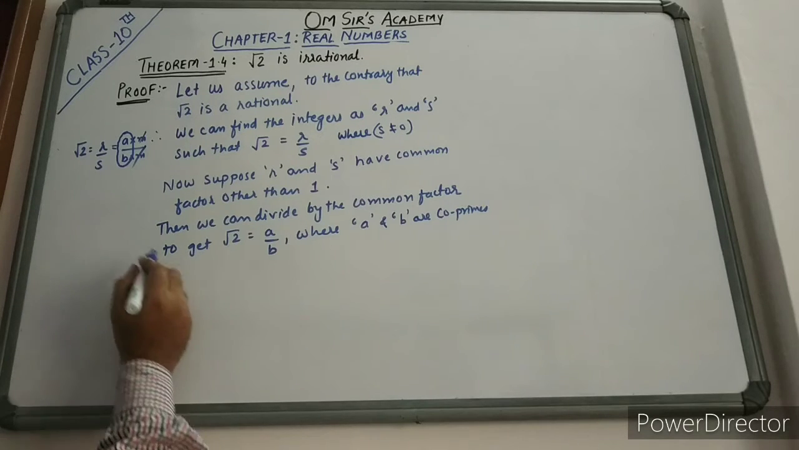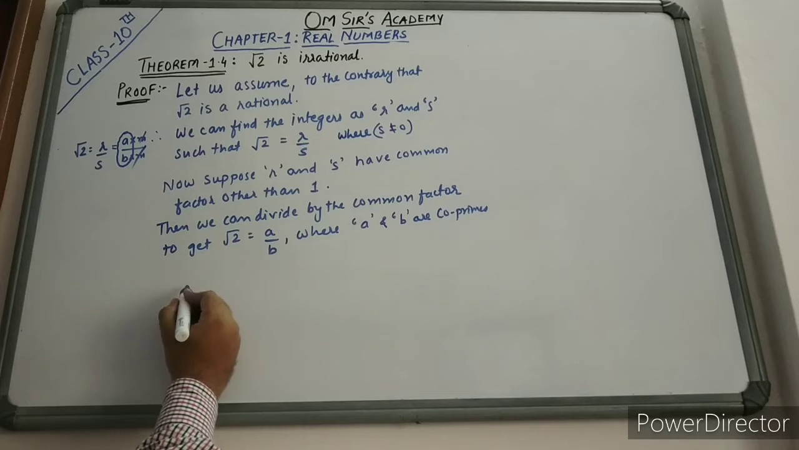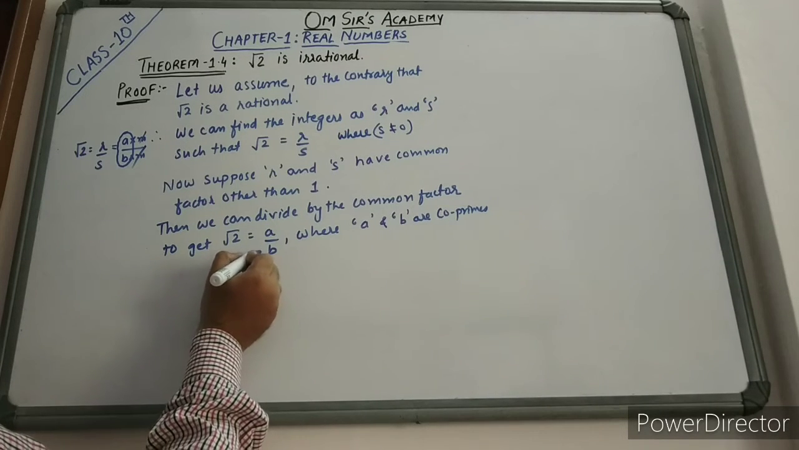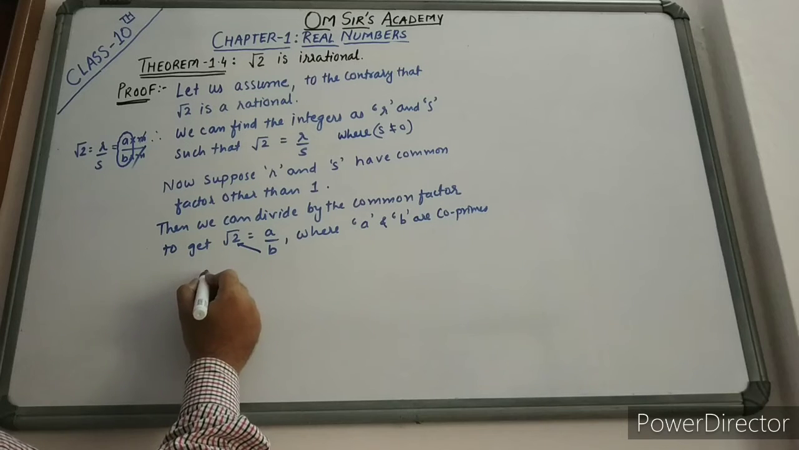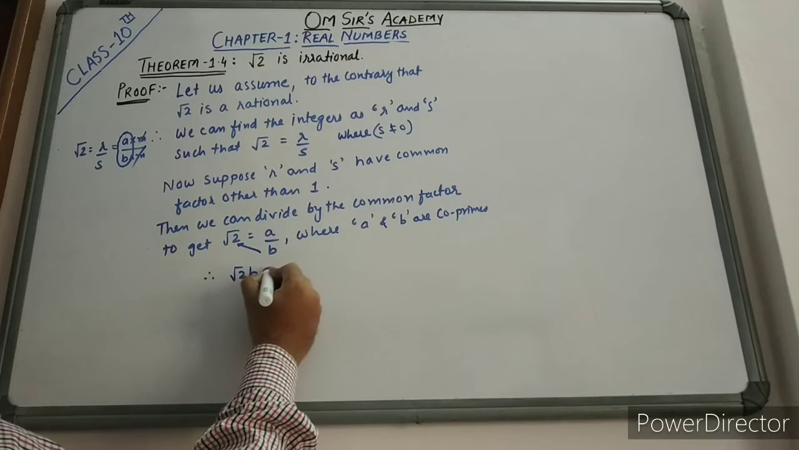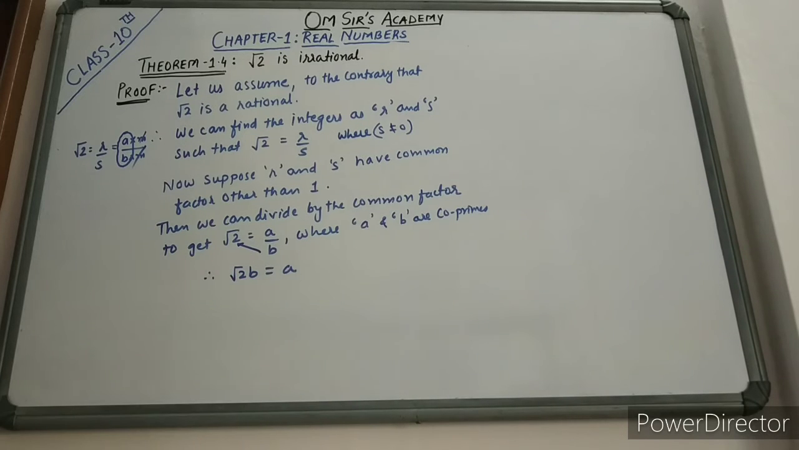Is it clear? So in this case we can write, if we multiply this B over here, root 2 B is equal to A.